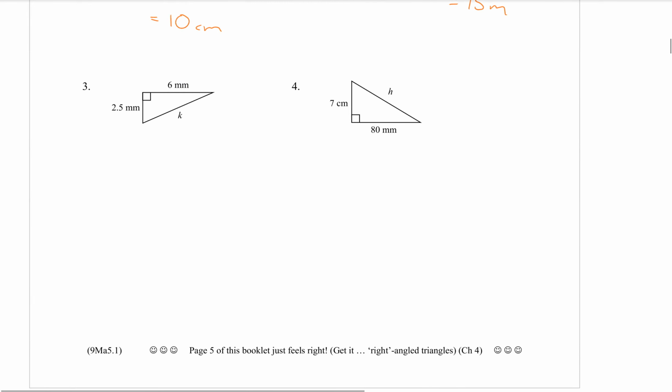Question 3. How about I let you get a head start? Label your H, your A, and your B. Write your formula down and see if you can start substituting in.